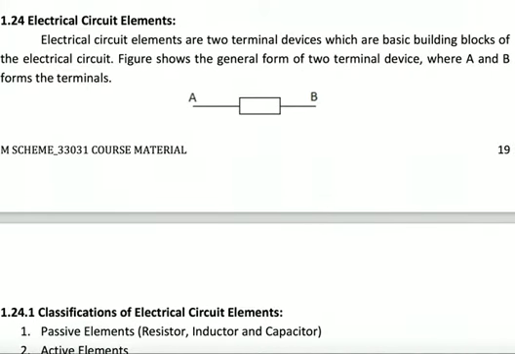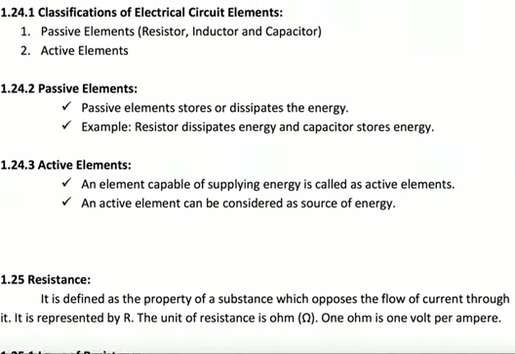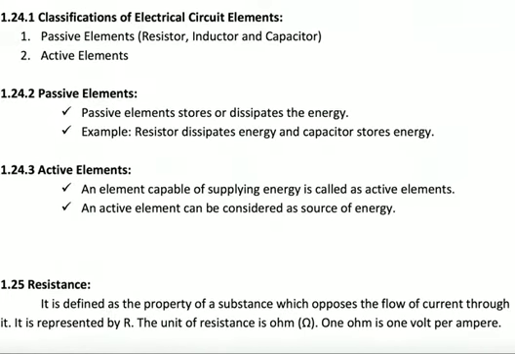Coming to electrical circuit elements, the basic elements of an electric circuit all have two terminals; they are two terminal devices. The figure shows the generic form of a two terminal device where A and B form the terminals. Classification of electric circuit elements: there are basically two types, passive elements and active elements. Examples of passive elements are resistor, inductor, and capacitor. What do passive elements do? They either store energy or dissipate energy.